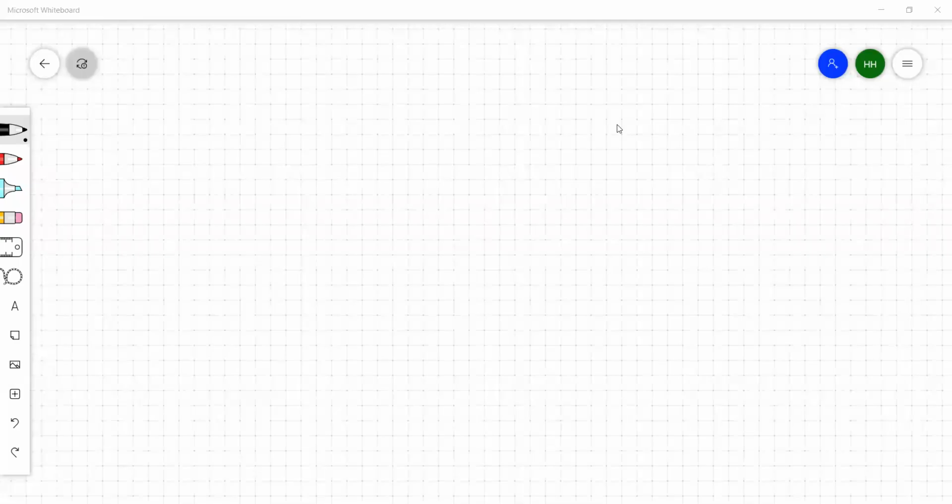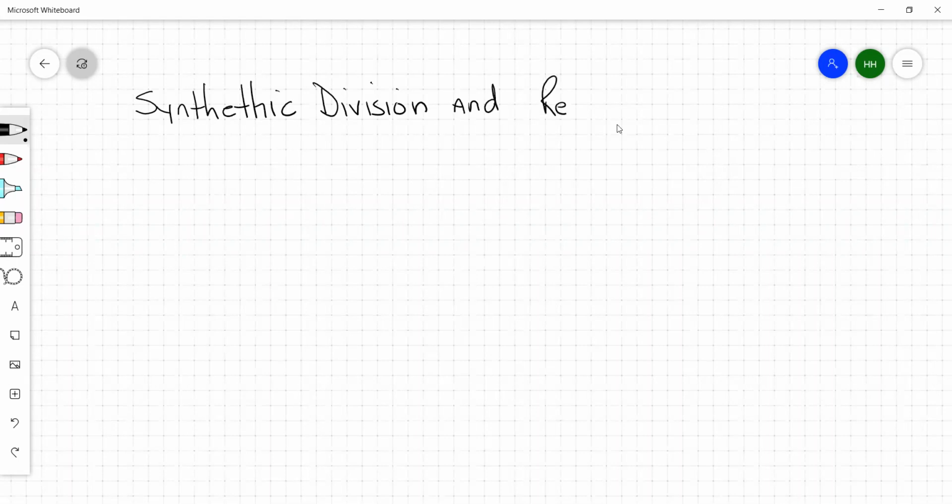All right, so today what we're talking about, we talked about long division yesterday. Today we're going to do something that's called synthetic division and what's called the remainder theorem. And it should be called short division because it takes long division and it really simplifies it. All right, so here's what's going on in synthetic division.